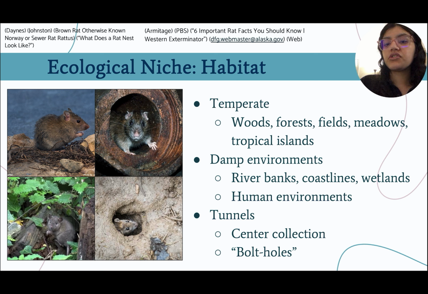As for their tunnels, they're created through burrowing, and at the center of their burrow, the Norway rats will dump any soft vegetation that they find, or materials such as sticks or food that they find from scavenging and foraging. And their entrances and exits are called bolt holes because they're convenient for rats to use when they escape from predators.